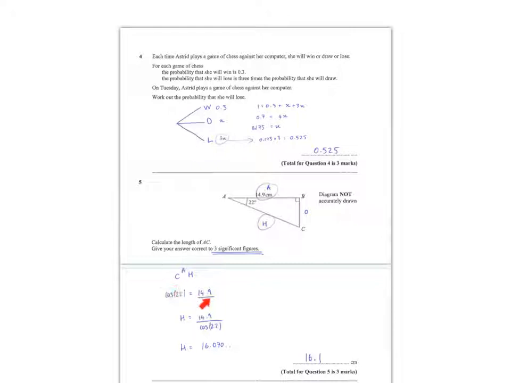Rearranging this, so multiply by the h, divide by the cosine 22. The in-between step there is h times cosine 22 equals 14.9. Dividing by cosine 22 gives you 16.1 to 3 significant figures.